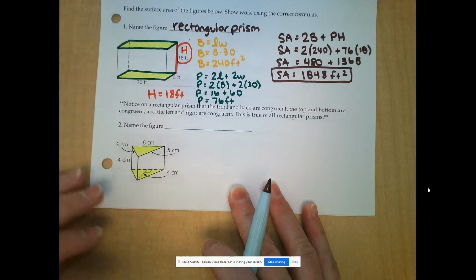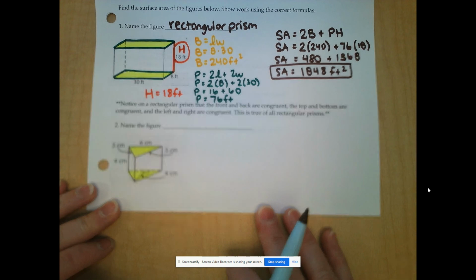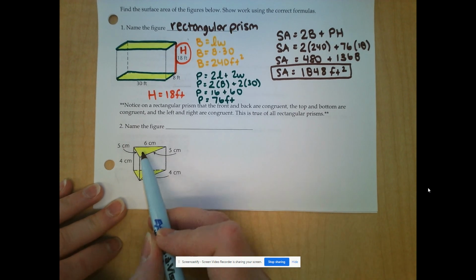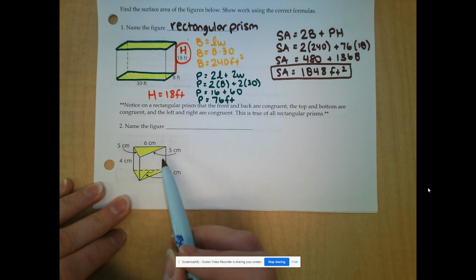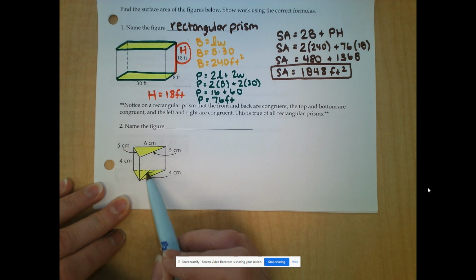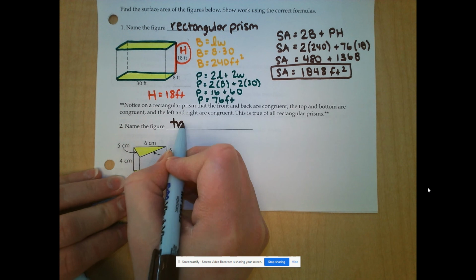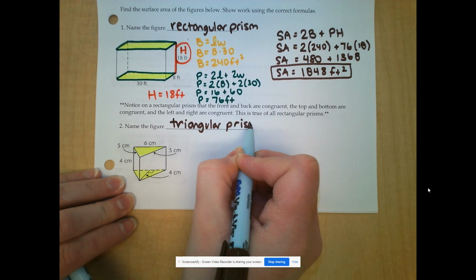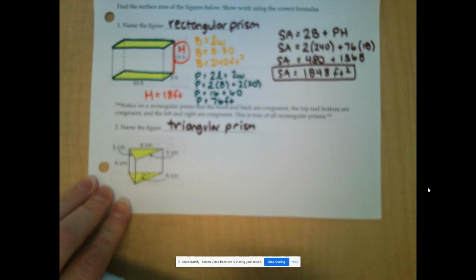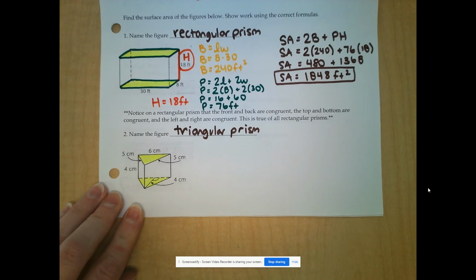Now, how do I know the next one's a triangular prism? Well, it has triangular bases, a triangle on the top and a triangle on the bottom. They're congruent and they're opposite, right? One's on the top and one's on the bottom. All the other sides are not triangles. So the fact that it is made up of exactly 2 triangles and everything else is a rectangle makes it a triangular prism.